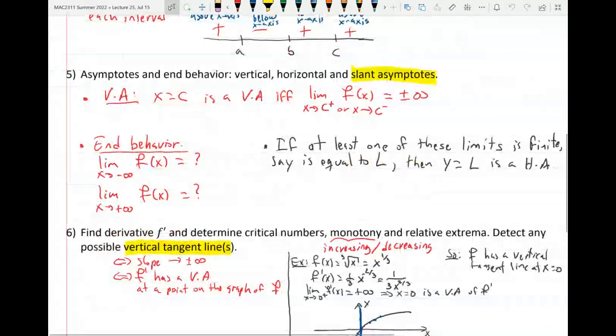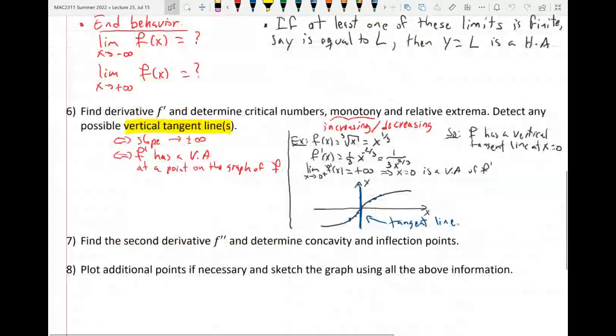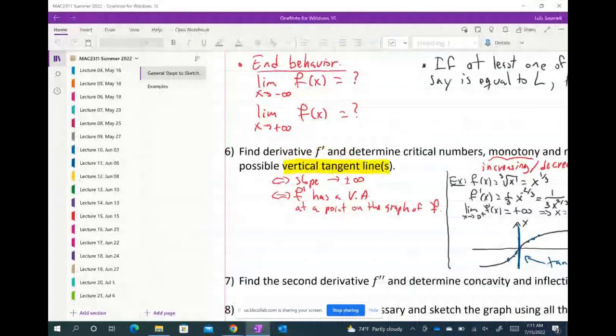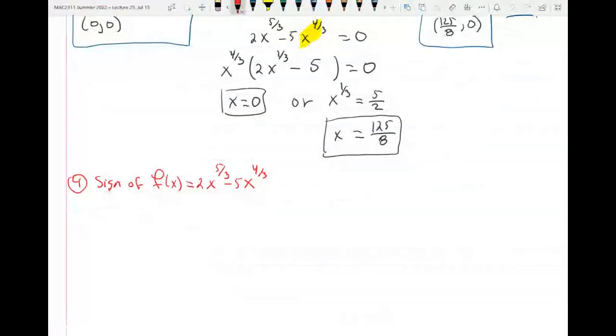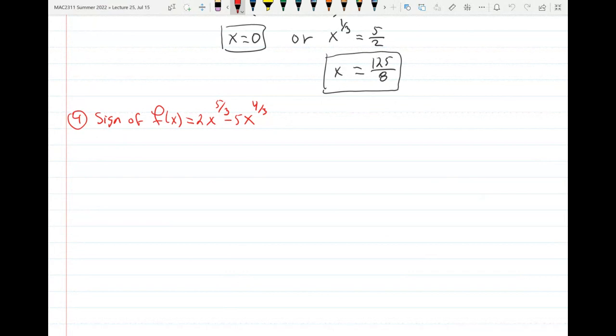Then in step 6, we move to the derivative. We do everything we can with the derivative, right? And when we're done, we go to step 7, which is the second derivative, and then we're working with the second derivative. So there's a reason why I gave you that order, just to avoid the possibility of mistakes later. Okay, so now let's find the sign of the function.